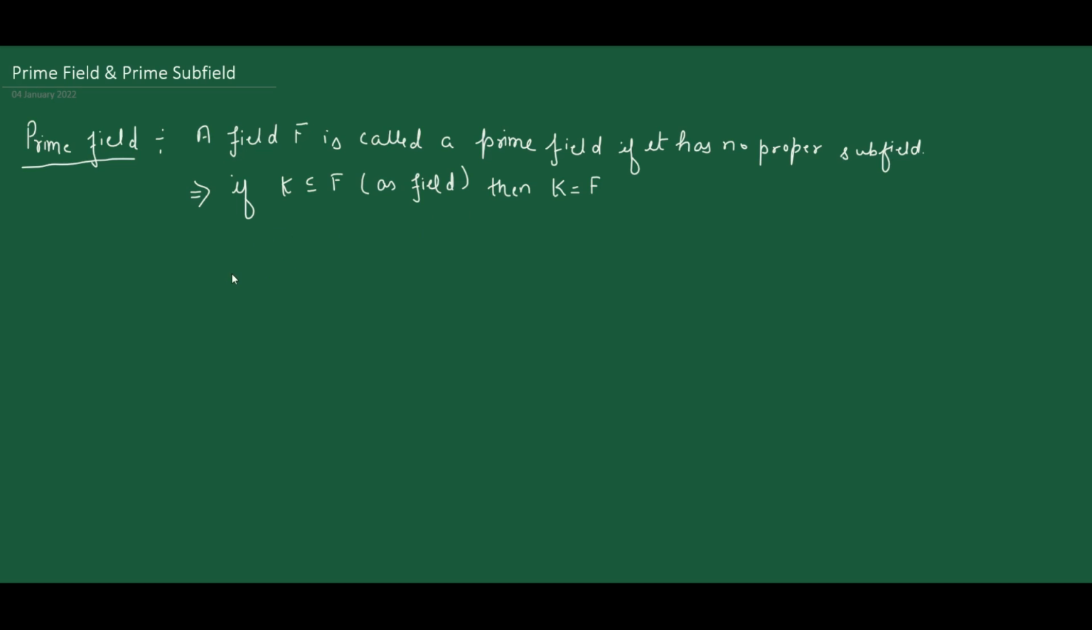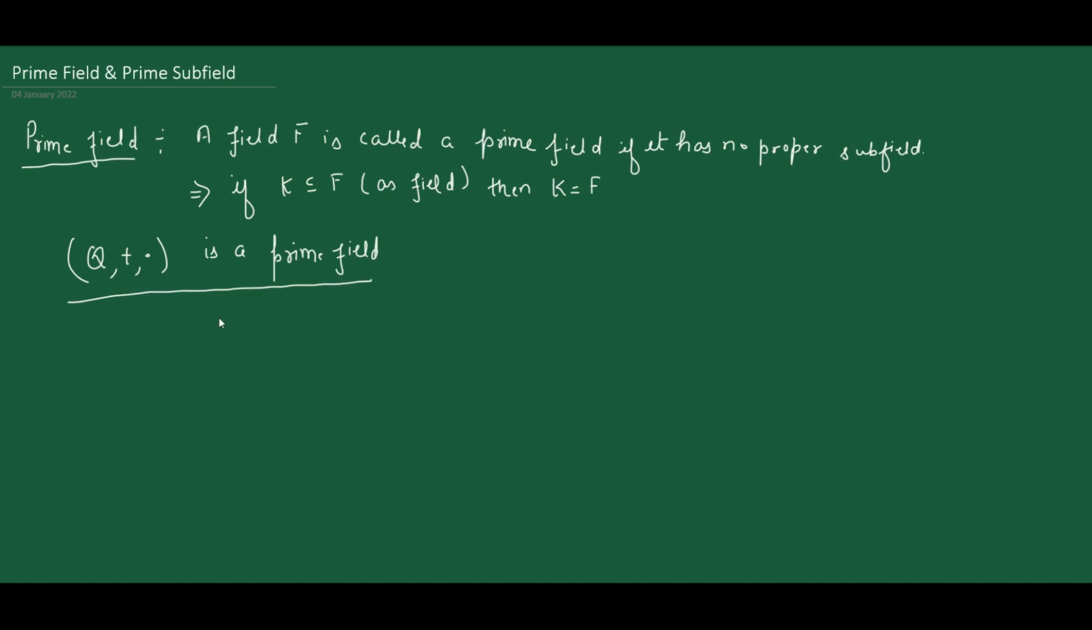Now we will discuss two examples of prime field. One will be a finite prime field, and one is an infinite prime field. So first we will prove that the set of rational numbers under addition and multiplication, everyone knows that it is a field, is a prime field. So what will we prove? We will show that the set of rational numbers is a prime field.